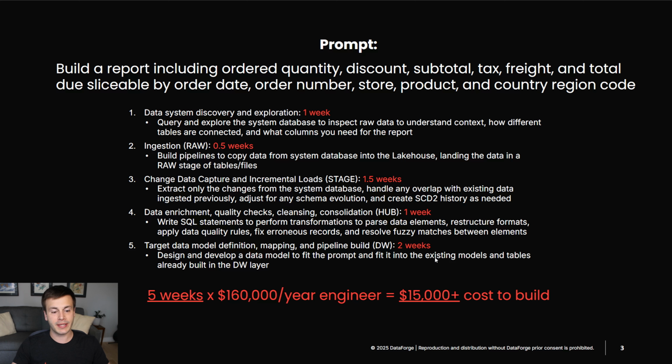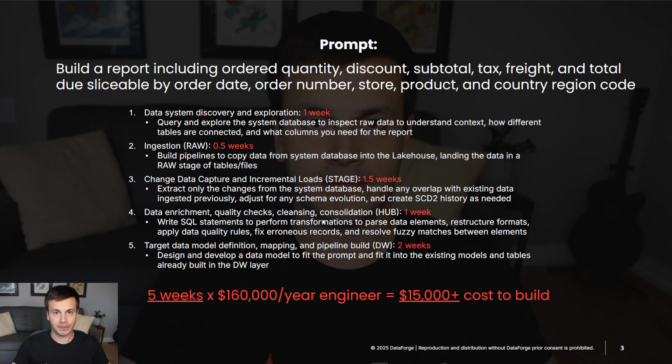This end-to-end process conservatively can take 5 weeks, which with a data engineer who on average in the US costs $160,000 a year, could easily be $15,000 to build. And this would be on a per report basis. Just building this from scratch is actually the easiest thing to do. Later in this video, we'll talk about the workflow to add logic to an existing platform.